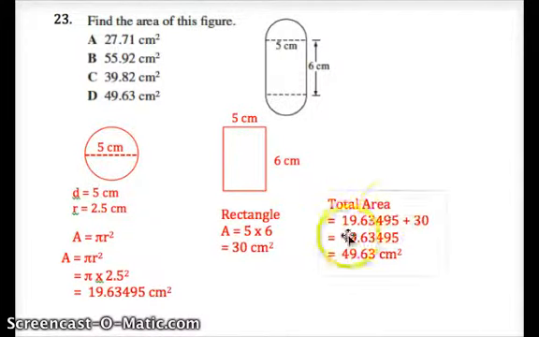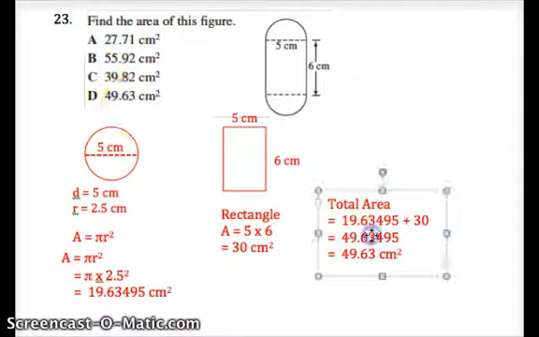So we say total area is 19.63495, that one, plus the 30 from the rectangle equals 49.63495. Now we can see all the answers here are to 2 decimal places, so we need to look at the third decimal place, okay?